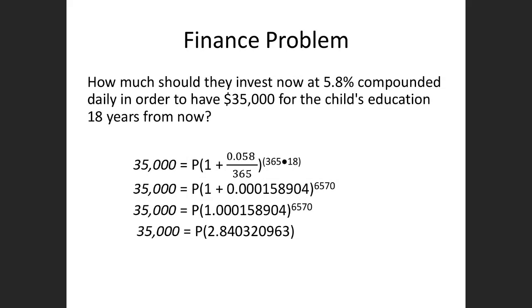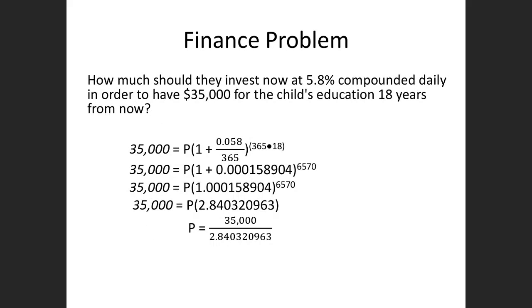So I would put all these values into my calculator and take it to the exponent 6570, and it's going to give me this value, 2.840320963. Okay, so to solve for P, I'm going to divide by this number on both sides. So P is equal to 35,000 divided by 2.840320963. And when I do this, because I'm dealing with money and they weren't specific, I'm just going to round to the nearest cent. So the couple should invest $12,322.55. That way they can have $35,000 18 years from now.